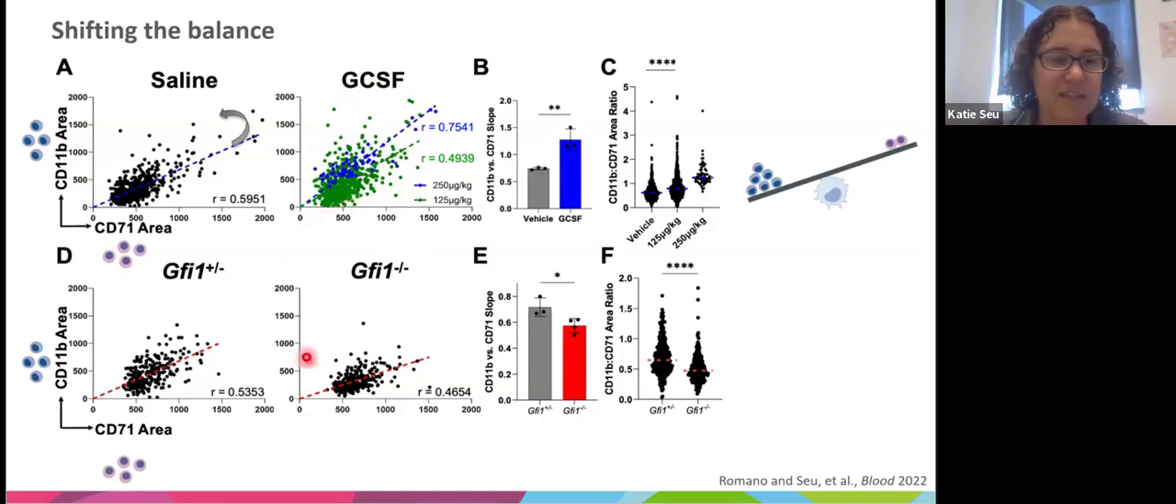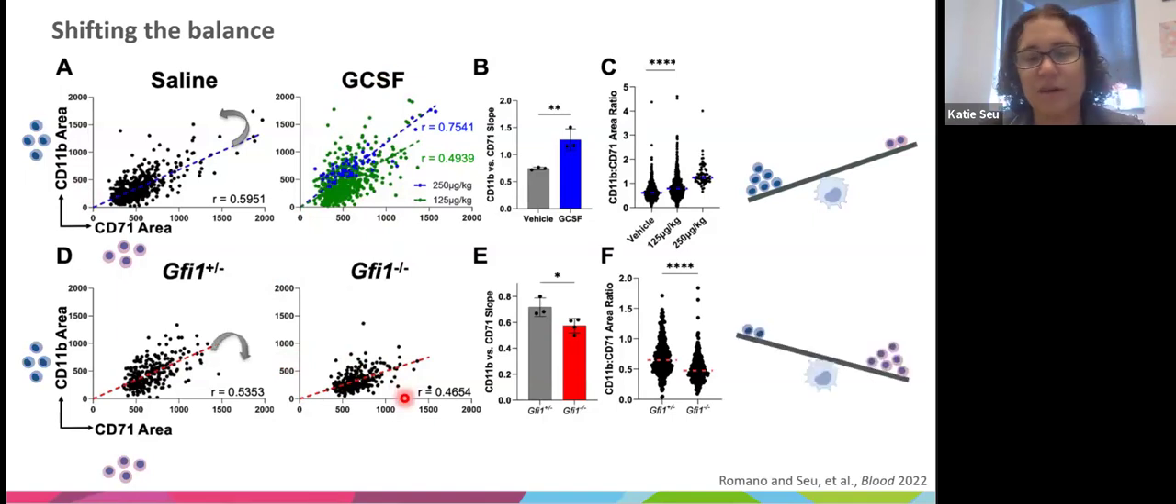And the opposite effect, using a genetic model, the GFI1 knockout in collaboration with Lee Grimes, this has a defect in terminal granulopoiesis, and so we see the opposite direction where we see a shift towards more CD71 in the islands and fewer CD11B positive cells.